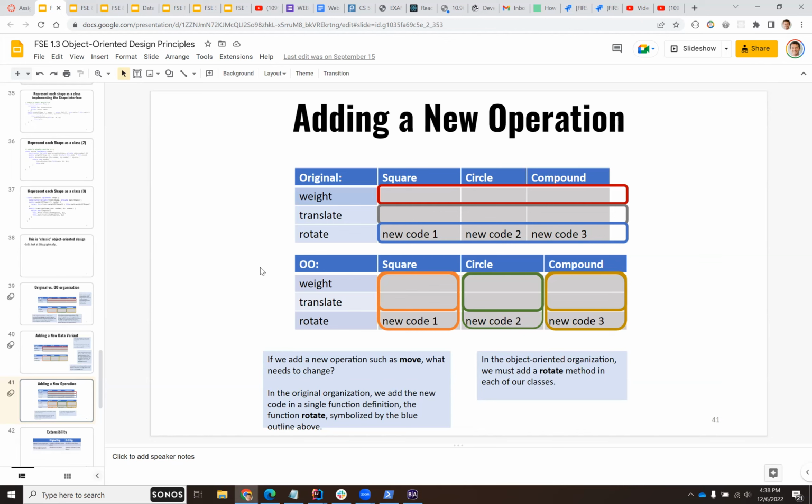And we said, well, which one's better, right? And we said, well, if you're adding more shapes, it's easier to do it one way, or it's easier to do another way if you're adding more functions. So if you're adding more shapes, right, it was easier to do it this way. If you're adding more functions, it was easier to do it with object-oriented programming, right?